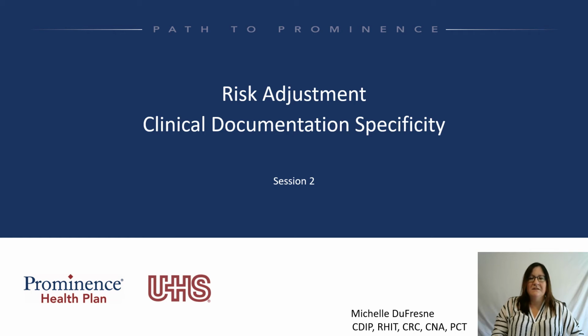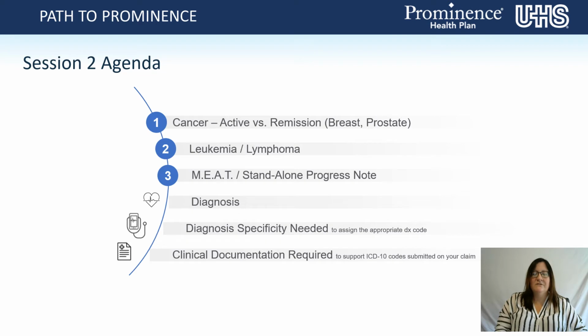Risk adjustment clinical documentation specificity. The agenda for today's session is to talk about cancer, active versus being in remission, specifically breast cancer and prostate cancer. We'll also discuss leukemia and lymphoma. We're going to look at the actual diagnosis, the diagnosis specificity needed to assign the ICD-10 code to the highest specificity, and then the clinical documentation required to support that ICD-10 code submitted on your claim.